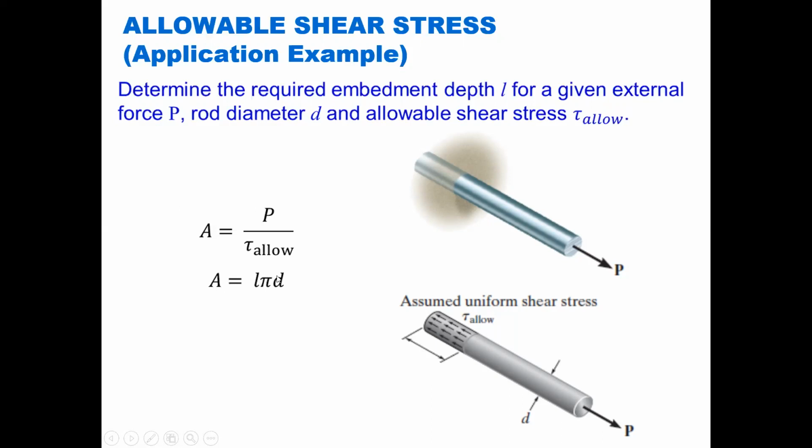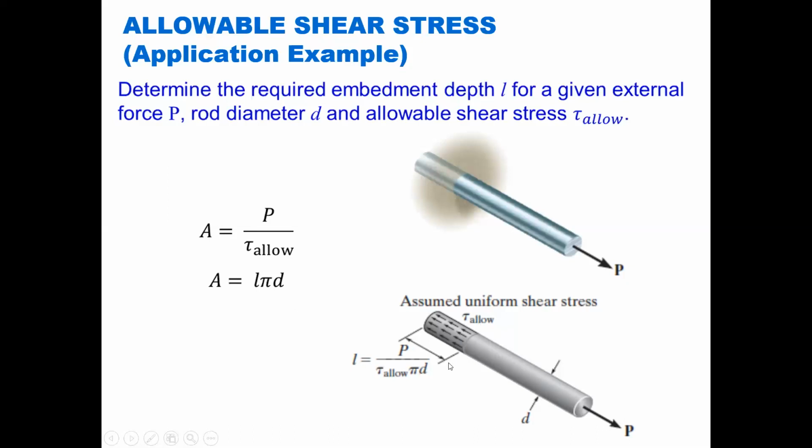So with these two equations, we can actually now determine the length L. And it is just simply, substitute this over here for A, and then bring the pi and the d down to the denominator, and now you have an equation for the embedment length. So whatever your force P is, whatever your allowable shear stress is, and whatever your diameter, you now have a formula for the embedment length.